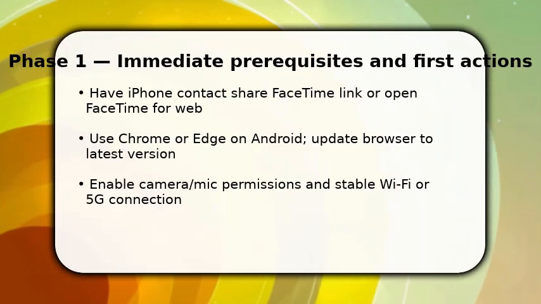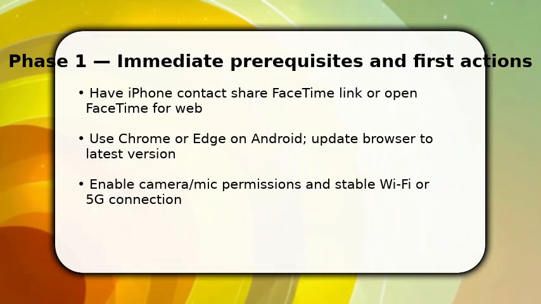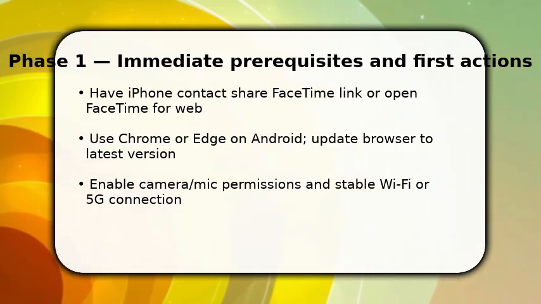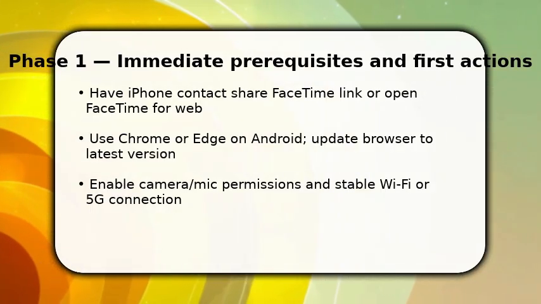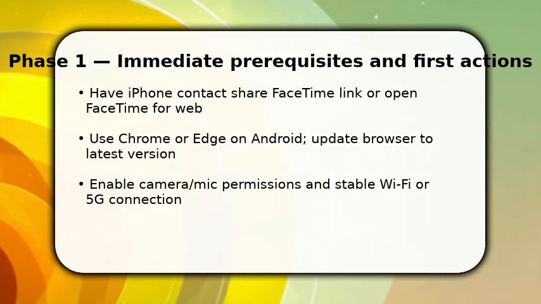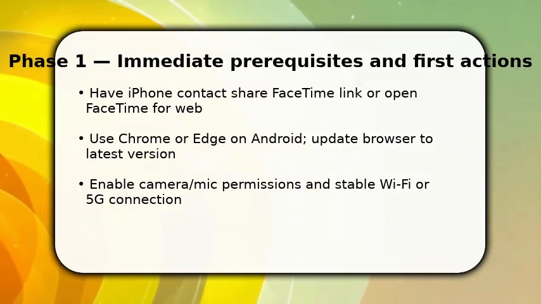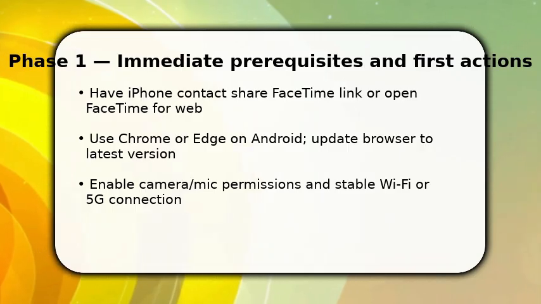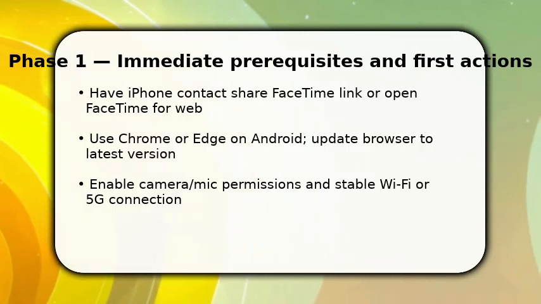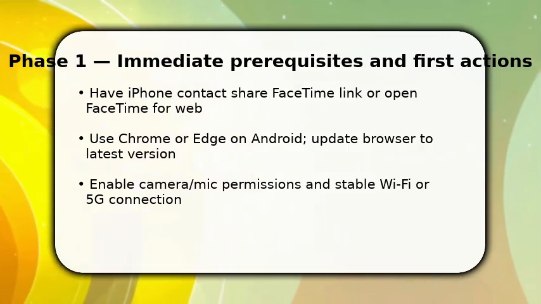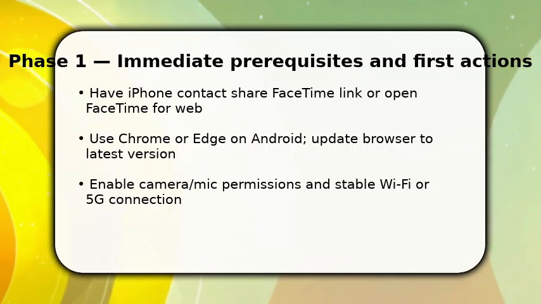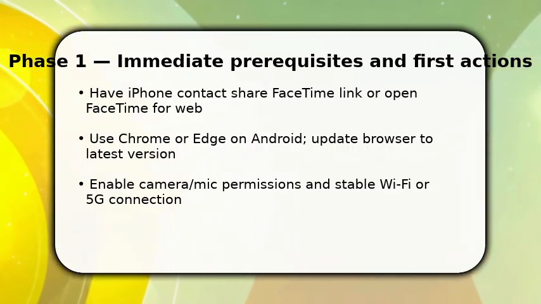You begin by getting a FaceTime link from the iPhone user. This is the gateway. Once you have the link, open it in Chrome or Edge on your Android device and accept camera and microphone permissions when prompted. Make sure your browser is updated because older versions can block media streams. Also, verify your network. Wi-Fi with low latency or 5G gives the smoothest call.